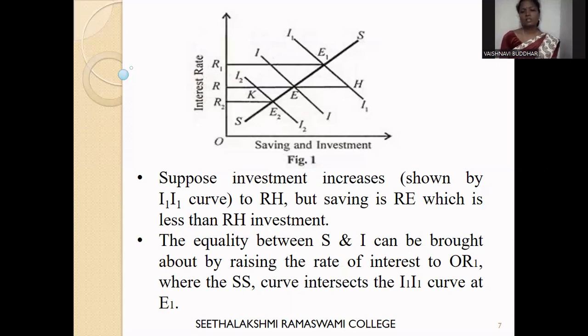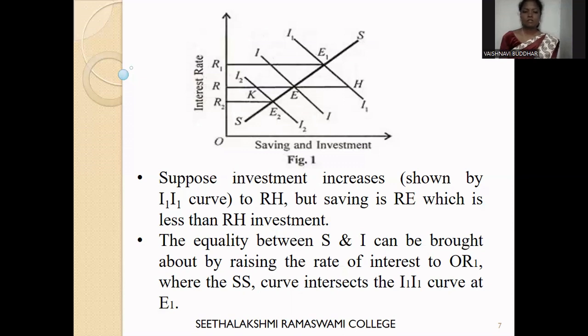To bring about the equilibrium level, we have to increase the rate of interest, and then automatically the investment will be reduced. Of course, at a high rate of interest, investment will be reduced. On the contrary, savings will be increased from point E to E1, and it will bring equilibrium at the point E1, where the new saving curve and the investment curve cut each other.